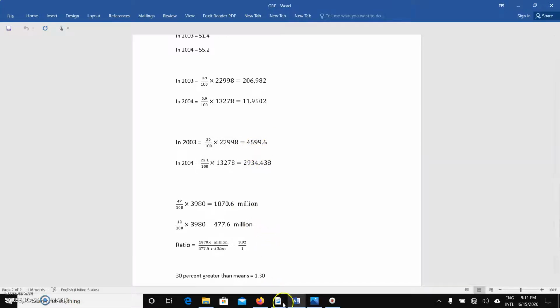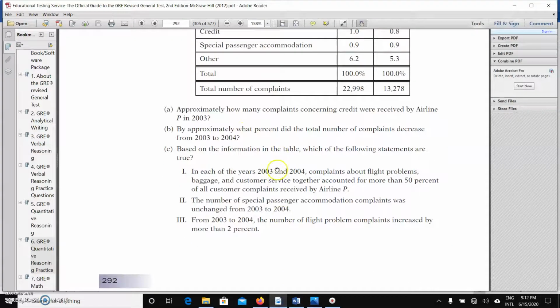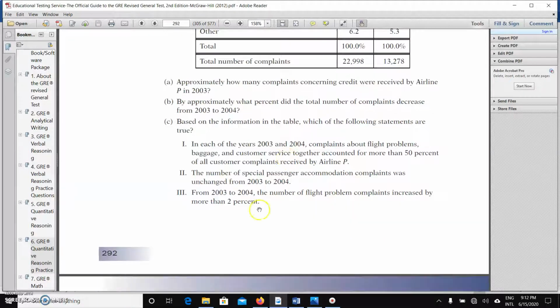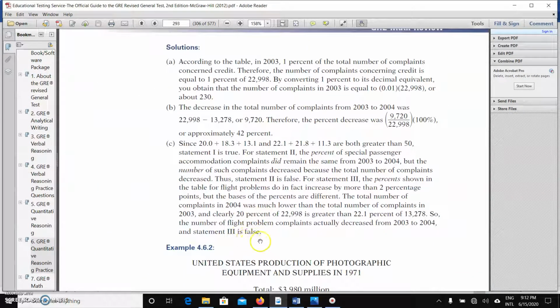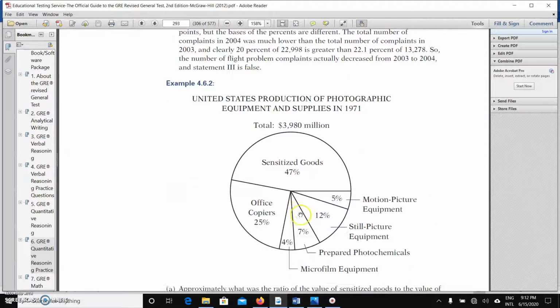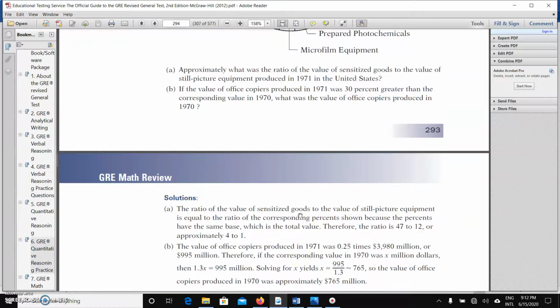Because the question is actually asking about an increase, asking whether the flight problem complaints increased by this. No, it actually decreased. That's why it's false, and that's why they pick false here. Yeah, and let me continue from where I stopped. Now the second question, I've answered the first part of the question.